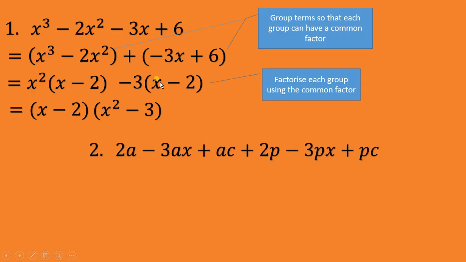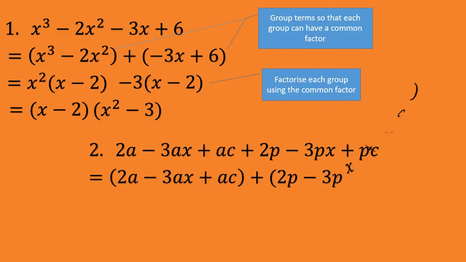In our next example, we've got a whole range of values: 2a, 3ax, ac, 2p, minus 3px plus pc. We've got 1, 2, 3, 4, 5, 6 terms. Quite a number. So we can also group them in threes. If we look at the first 2a, 3ax, ac, a can be common in the first 3, p can be common in the last 3. So we can group them with a being the common factor and again a plus in the middle and the next group.